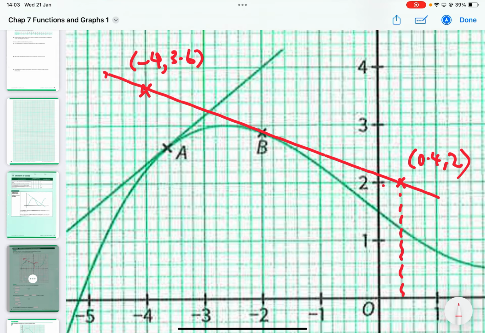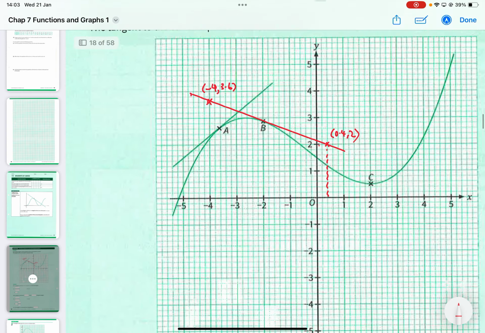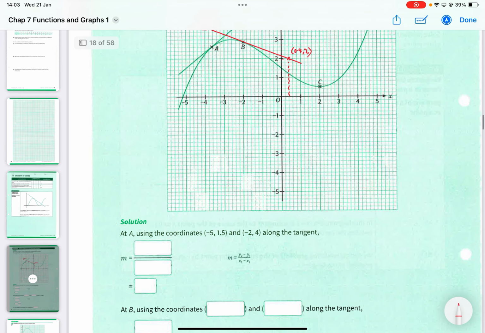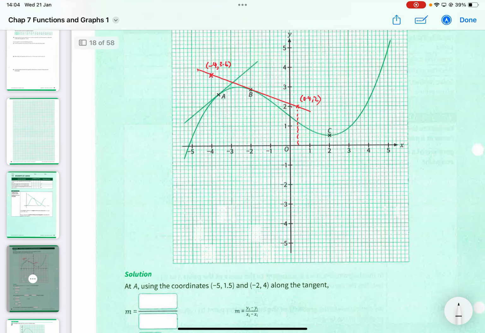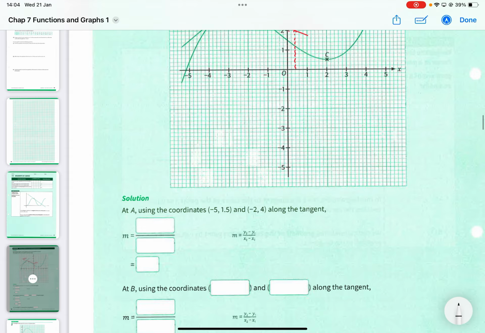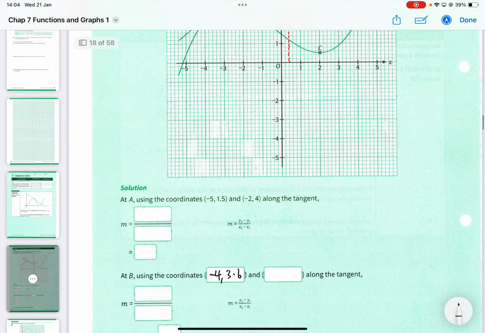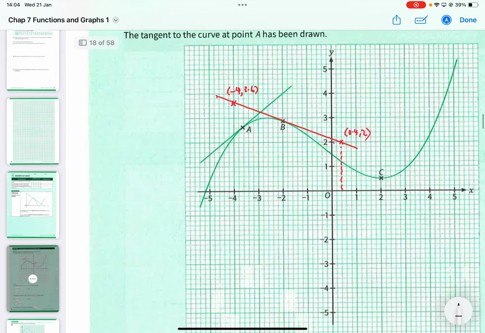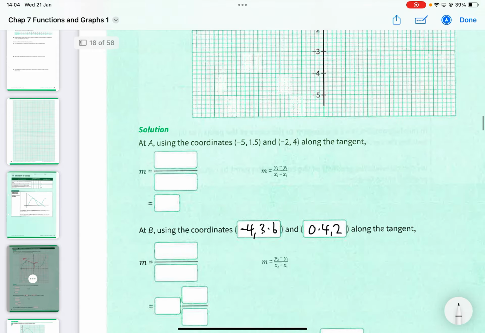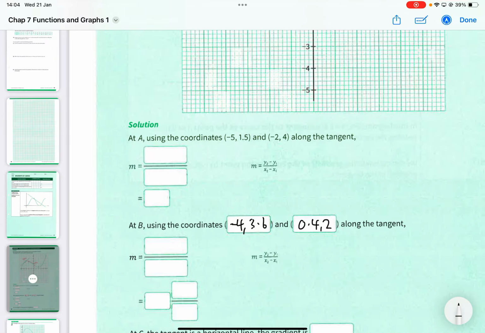Using these two coordinates, I can find the gradient of this straight line. Okay? So what they want me to fill in here, at B, using the coordinates, for mine will be -4, 3.6 and 0.4, 2. But for your graph, it's different. Because you draw a different line, your 2 points will be different. So you go and find the 2 points on your graph. Then you have these 2 points already. Then you go and find the gradient.